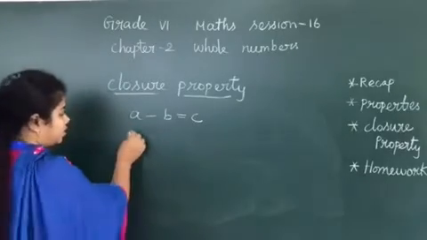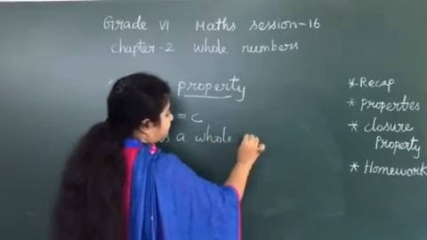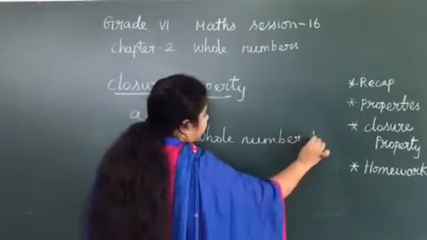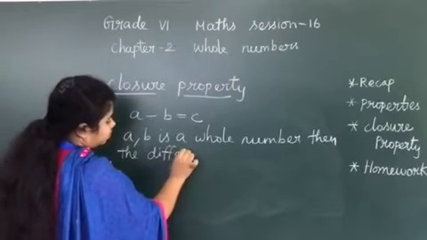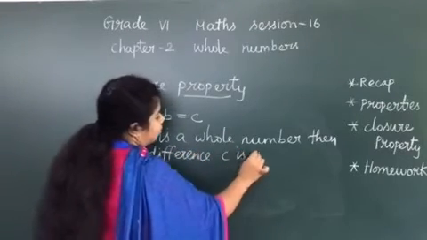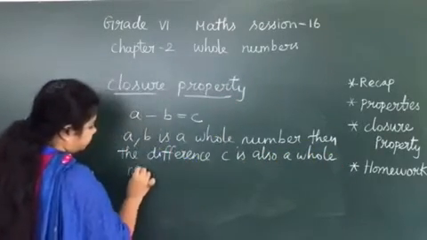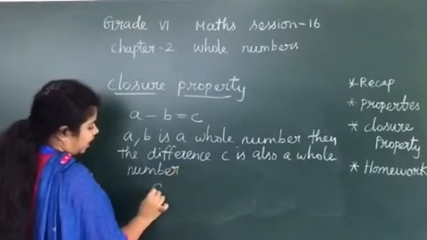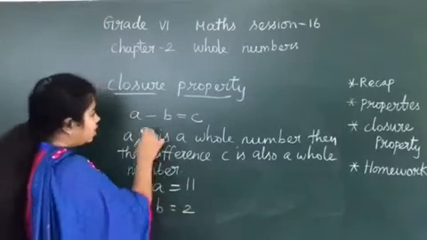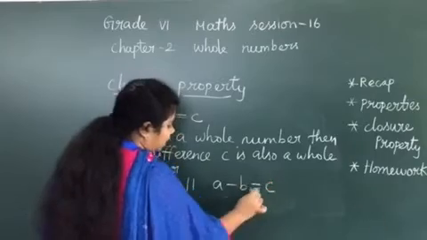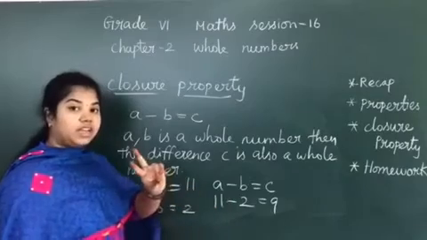Okay, can you understand? Now let us see. A, B is a whole number. Then the difference C is also a whole number. If it is satisfied only, this is possible. Now let us see an example. A is equal to, let us take the same example, 11. B is equal to 2. So A minus B is equal to C. 11 minus 2 is equal to 9. Here it is satisfied.